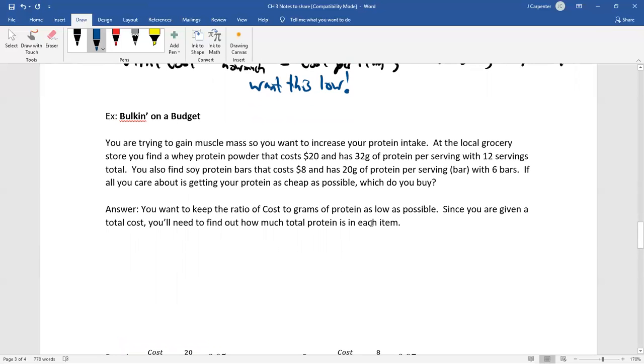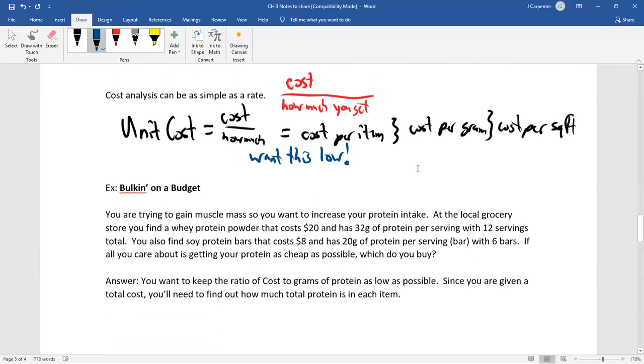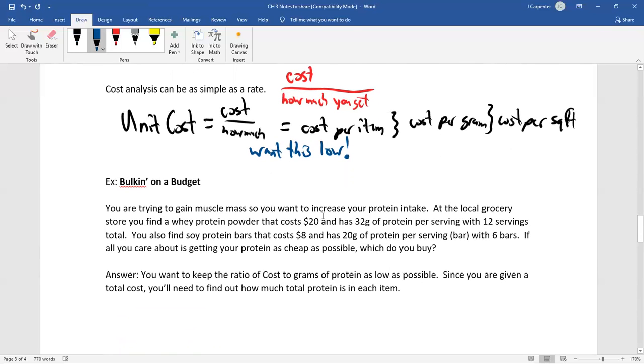Bulking on a budget. You are trying to gain muscle mass, so you want to increase your protein intake. So you're going to the gym, you're lifting weights, but you can't just lift weights, you've also got to eat. And one of the main ideas to gain more muscle mass, besides ripping your muscles and letting them repair over time, is to increase your protein intake. So more protein, more muscle tears, more bulk.